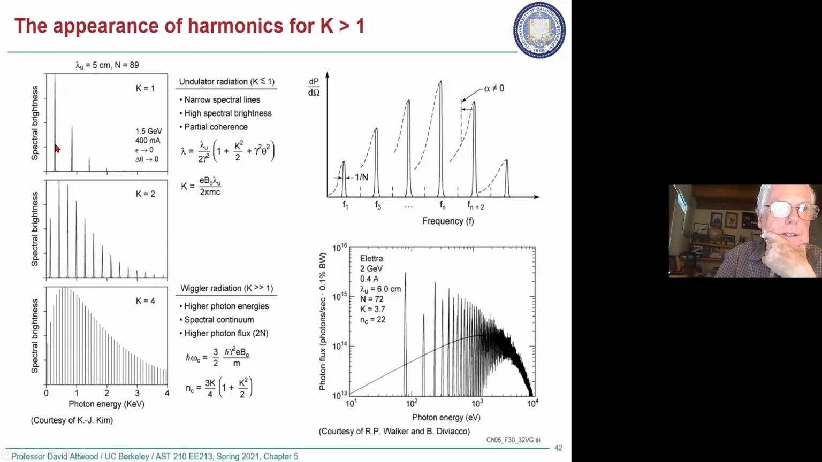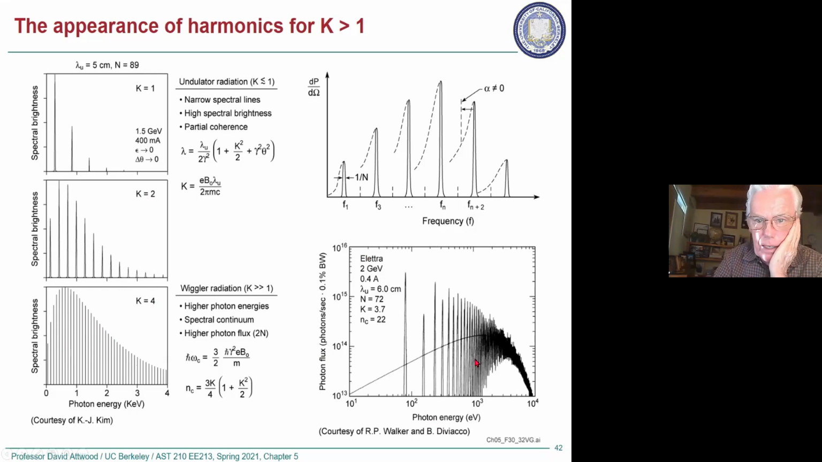So the fundamental is actually losing power or brightness, and it's shifting to lower photon energies. And other harmonics are starting to appear, and they appear very rapidly. It's a high power of k as to how many harmonics you're going to see. This is showing k equals 4. It's almost a continuum, okay?